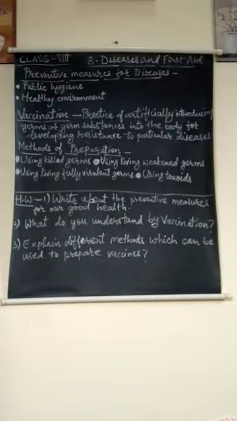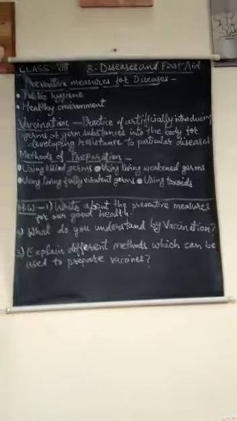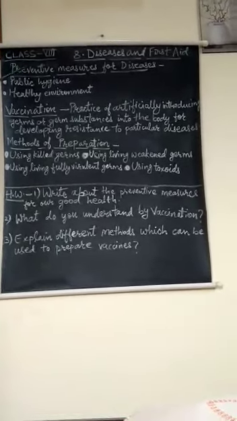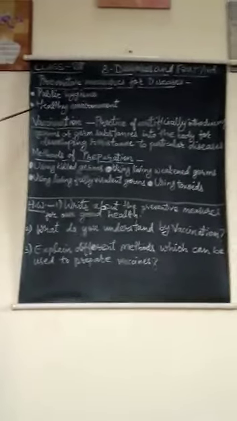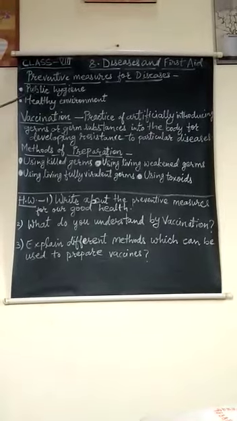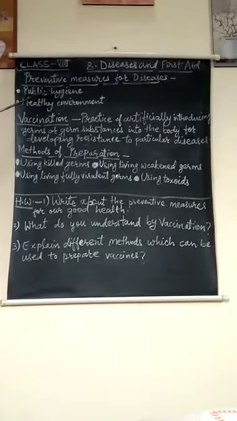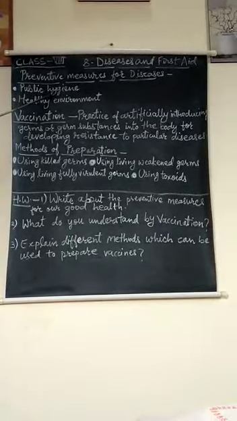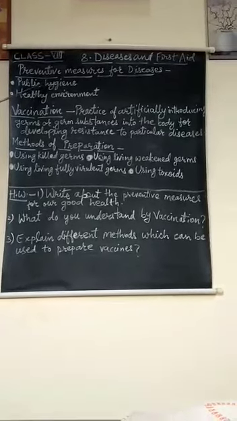Hello students, in today's class you will learn about different preventive measures for diseases. First is public hygiene and the second is healthy environment. Now see about public hygiene. Public hygiene means cleanliness of the public places.